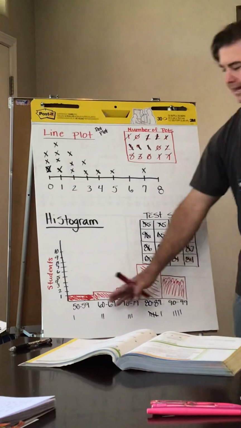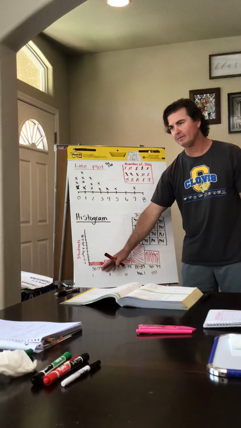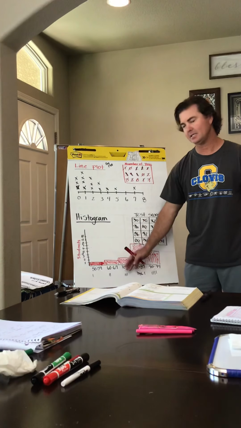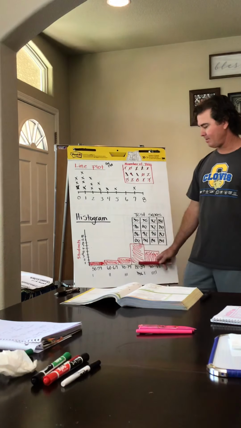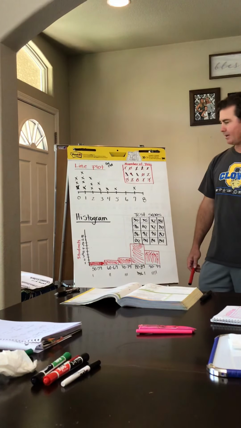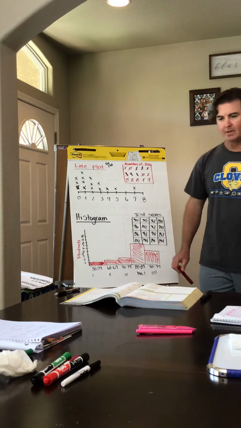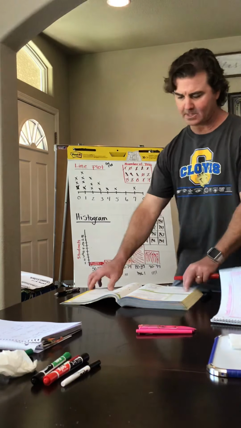Okay? You might only go from 50 to 55, from 56 to 60. Those types of things, but they have to be the same each time in your increments. Okay, that is a histogram.